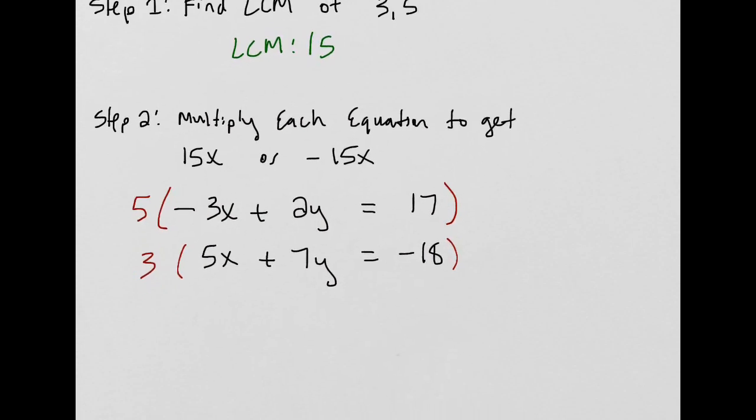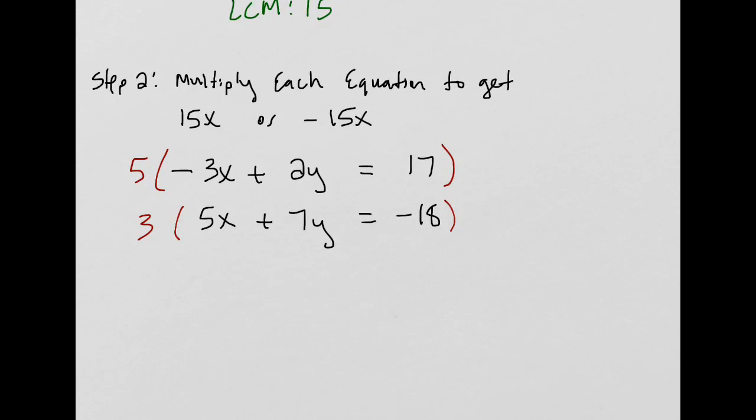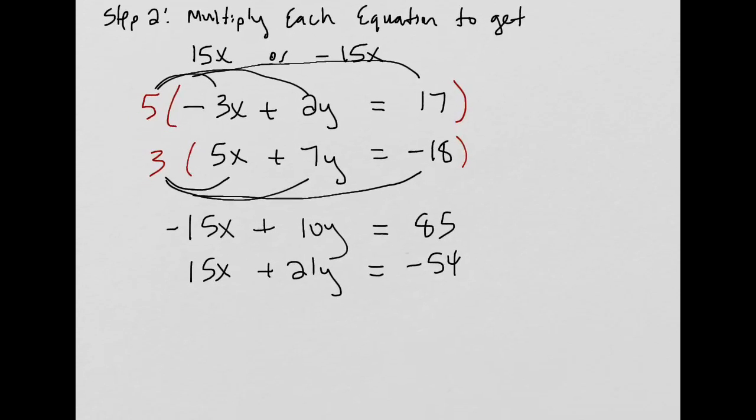So if we do that, our first equation, if we distribute through, I would have 5 times negative 3x is negative 15x, plus 5 times 2y is 10y, and whatever I multiply one side of my equation by, I have to do to the other side, so 5 times 17 is 85. The bottom equation, 3 times 5x is 15x, 3 times 7y is 21y, and then 3 times negative 18 is negative 54. Okay, that's my second step.